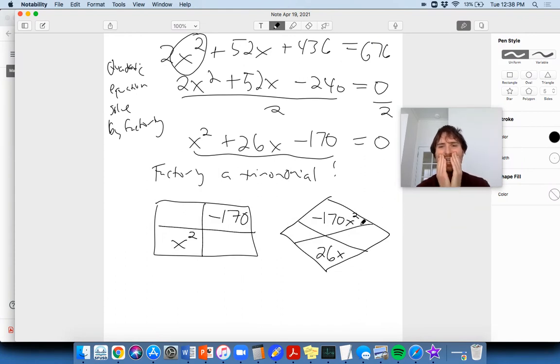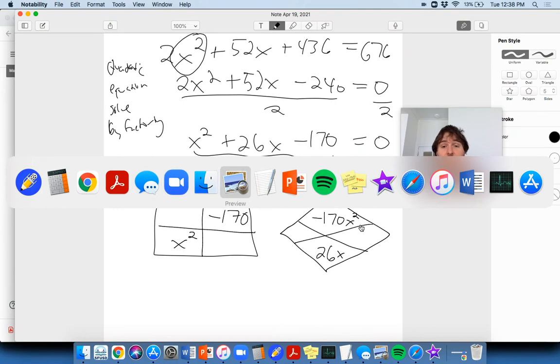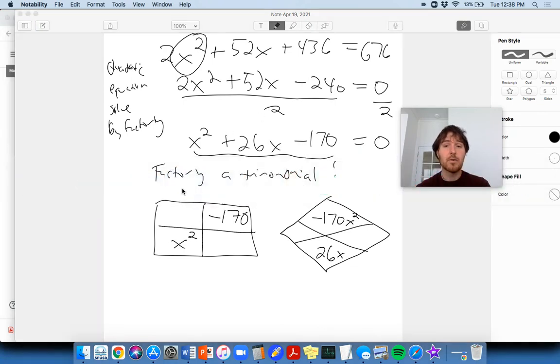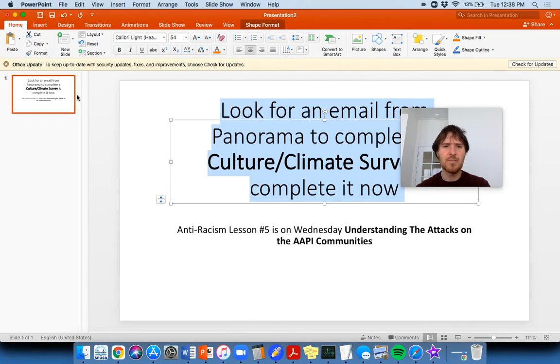Factors of 170. If it ends in a 0, 17 and 10, that would work. What else? Oh gosh. Gotta go to my solution to this here. I think I might have made a mistake here.